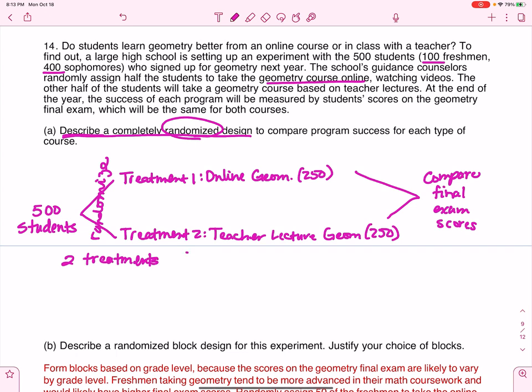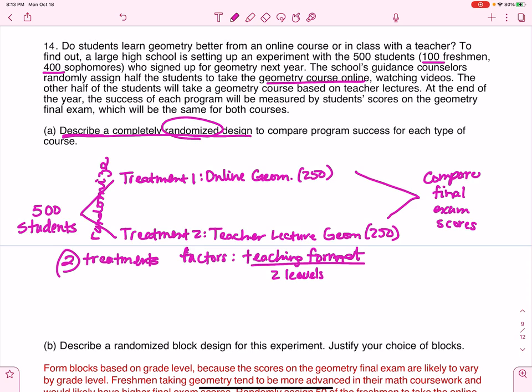And the factor is the learning style, or the teaching style, I should say. Teaching format, let's go with that. That sounds good. So the factor would be the teaching format, and there are 2 levels. So since there's only 1 factor with 2 levels, there's a total of 2 treatments. So that's how that would work.